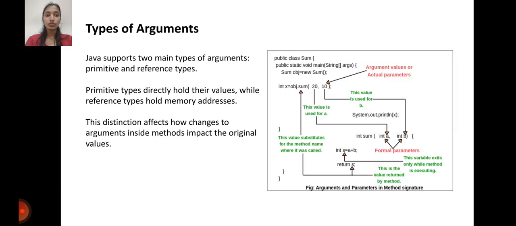Types of arguments. Java supports two main types of arguments: primitive and reference types. Primitive types directly hold their values, while reference types hold a memory address. This distinction affects how changes to arguments inside methods impact the original values.